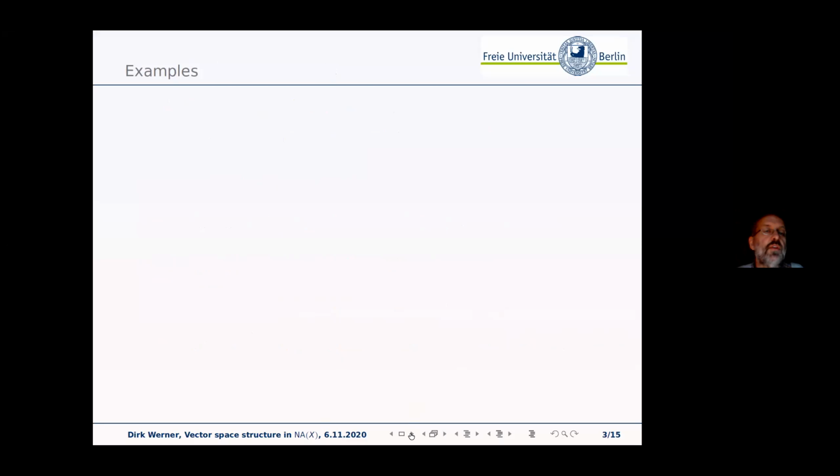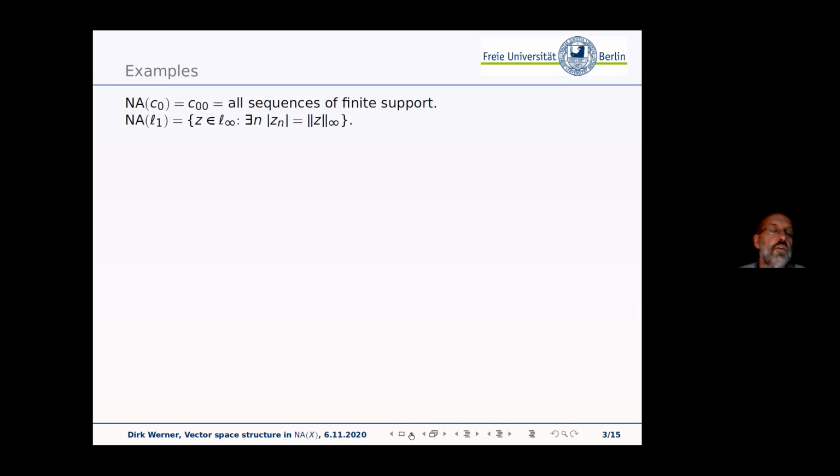So let's look at some examples. If the space is the space c0 with a sup norm, then all sequences of finite support are norm attaining and the others aren't. For the corresponding space of summable sequences, the norm attaining functionals are those that are represented by bounded sequences that peak at some point. So the sup norm of z is attained at some coordinate n.